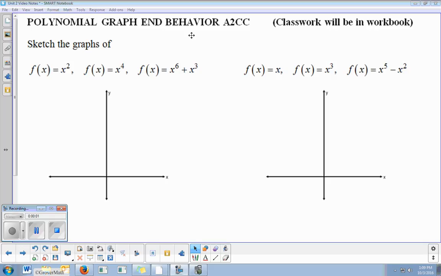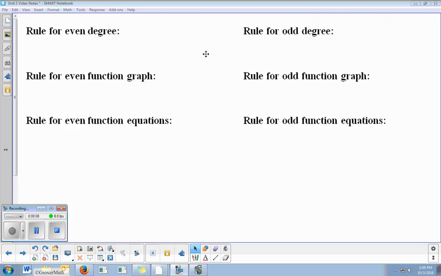Polynomial graph and behavior, Algebra 2 Common Core. So just to jump ahead on this sheet a little bit, I want to point out something that is going to be the confusing part. There's a difference between something being an odd or even degree and an even function. Odd degree, odd function. So what's the difference between degree and function?